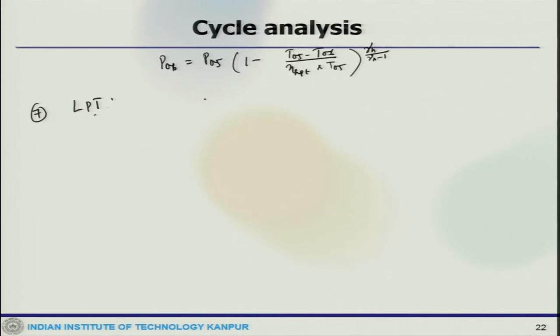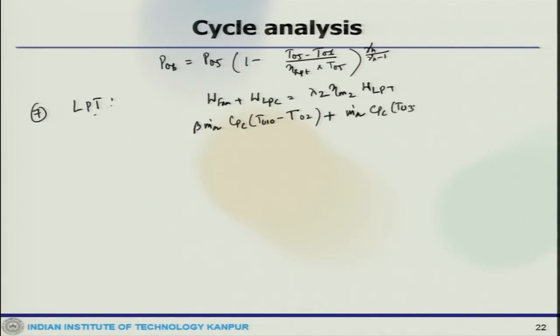So, again here, the low pressure compressor, both the fan and the low pressure compressor would be driven by that. So, we can write W fan plus W LPC is lambda 2 eta M 2 W LPT, which allows us to write beta M dot A CPC (T010 minus T02) plus M dot A CPC (T03 minus T02) equals lambda 2 eta M 2 M dot A (1 plus F) CPH (T06 minus T07).